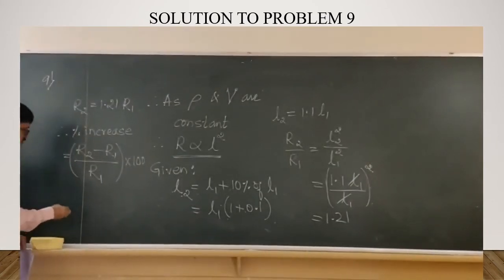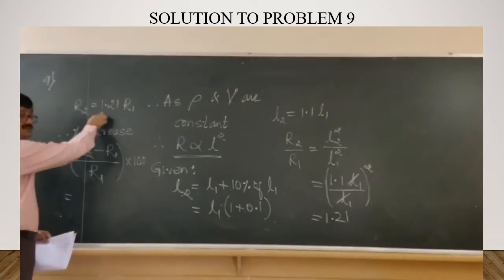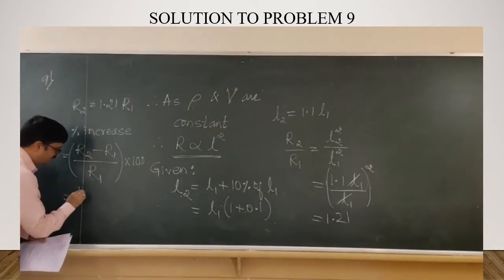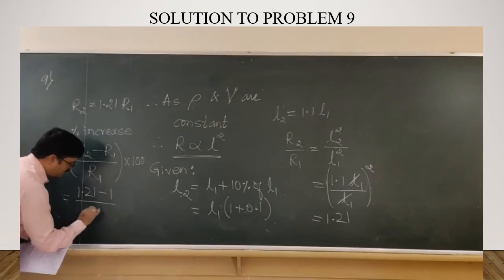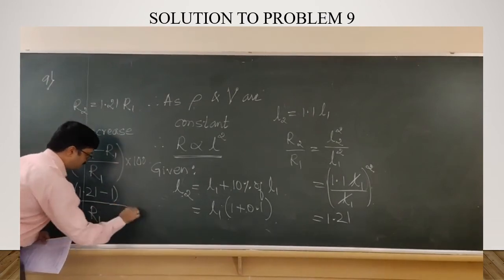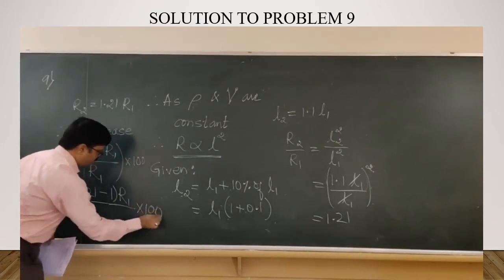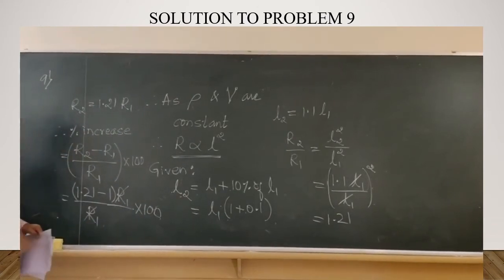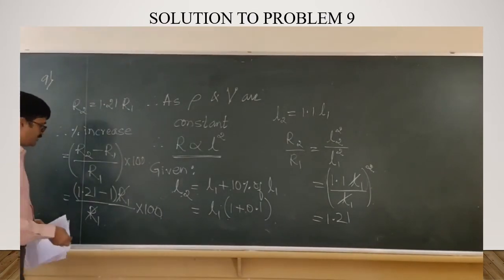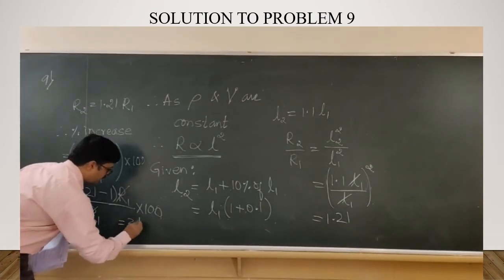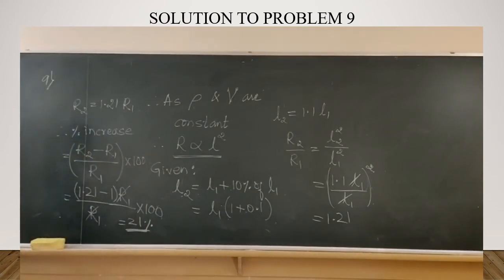Okay, so here what is R2? R2 is 1.21 times R1, right? So hence I can write this as (1.21 minus 1) divided by R1, whole multiplied by R1, into 100. So very clearly we get 1.21 minus 1, which is 0.21. 0.21 into 100 is how much? 21%. So our answer is 21%, my friends.